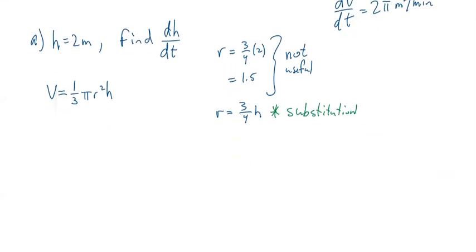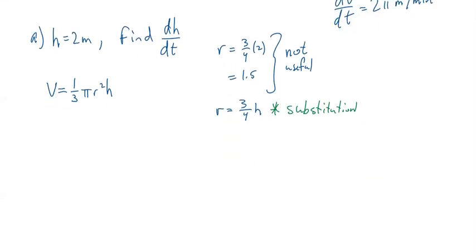So r squared is 3/4 h squared. And then times another h. So that's 9/16. But then 9 divided by 3 is 3. So this ends up being 3 pi over 16 h cubed. Don't you think that's easier than product rule?